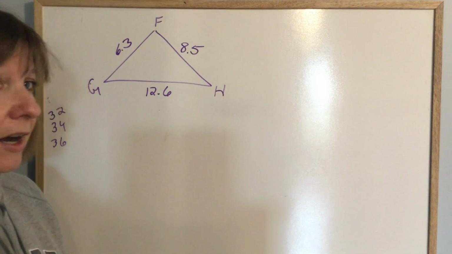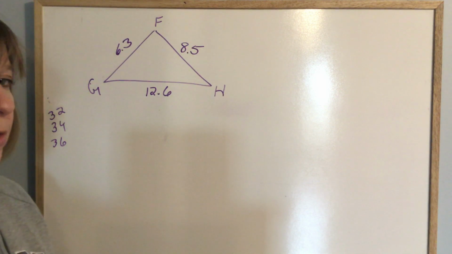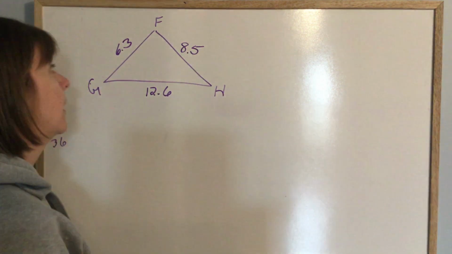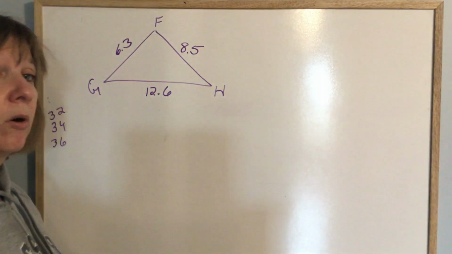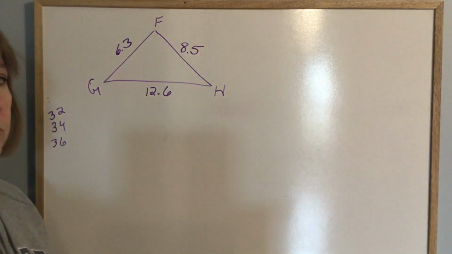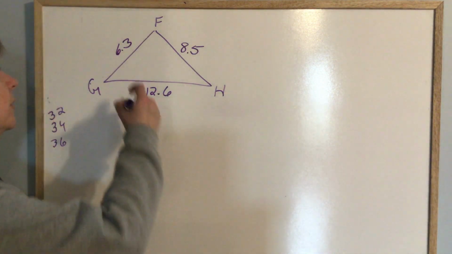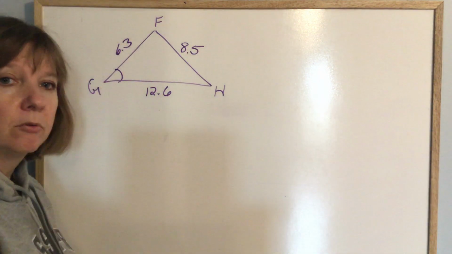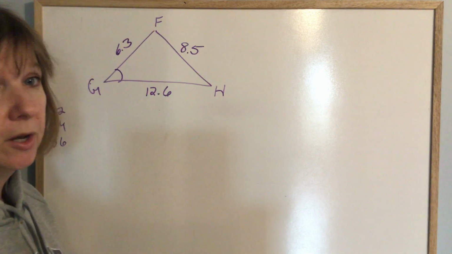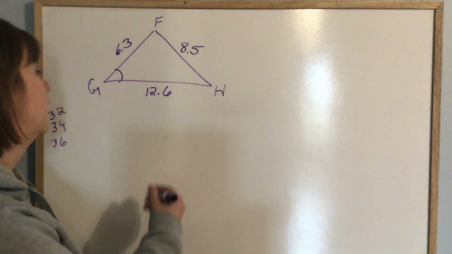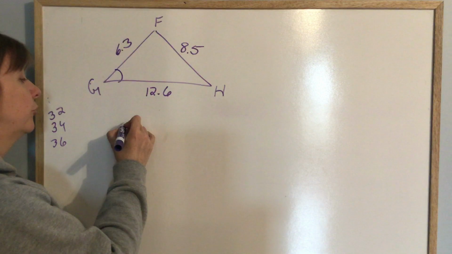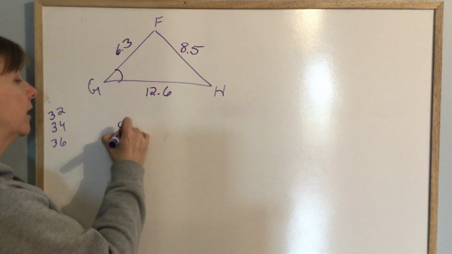So I am stuck using law of cosines. So I can figure out any angle I want, doesn't matter which one, like does not matter at all. So I don't know, I'm going to figure out G. Absolutely no reason, it's the first one I touched. So if I'm going to figure out angle G, that means I'm going to set this up this way.